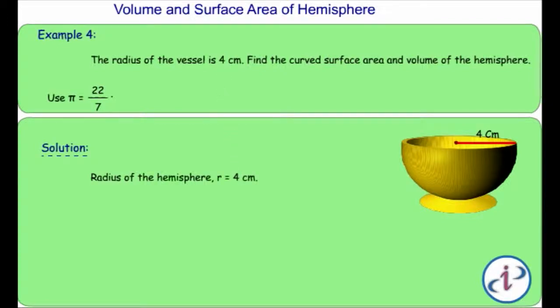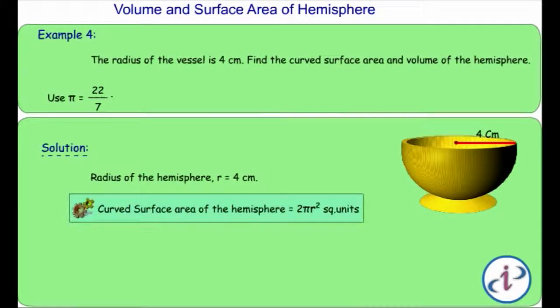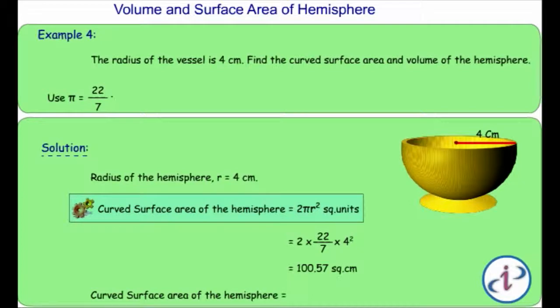We know the curved surface area of the hemisphere is given as 2πr² square units. On replacing the radius of the hemisphere in the formula, we get 2 times 22 by 7 times 4 squared. On further simplification, we get the curved surface area as 100.57 square centimeters. In the same way, we can find the volume too.